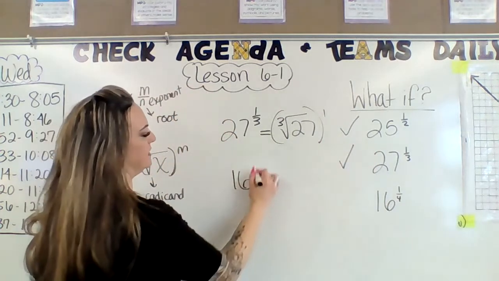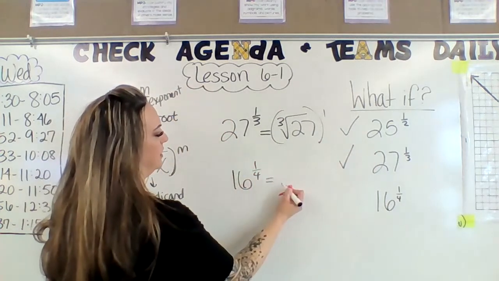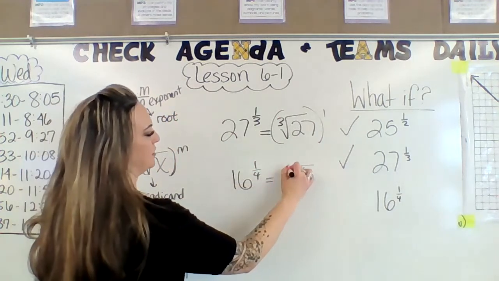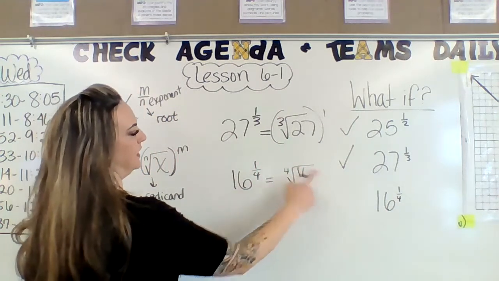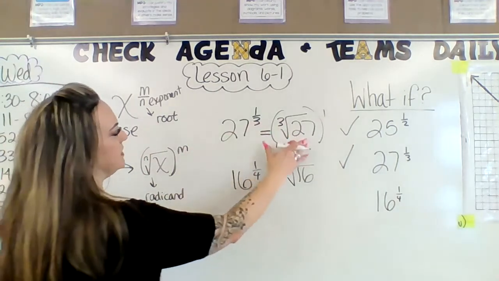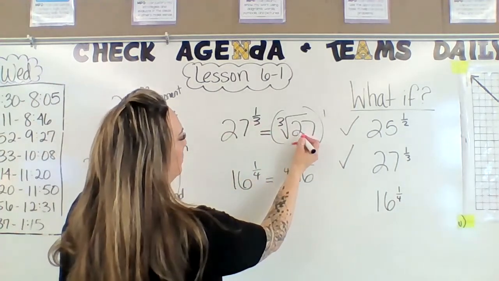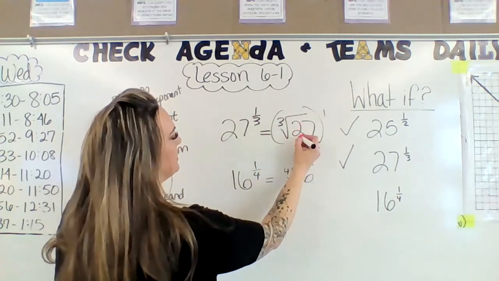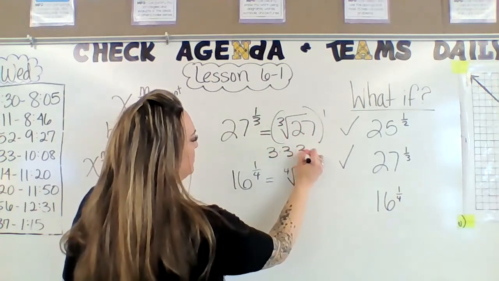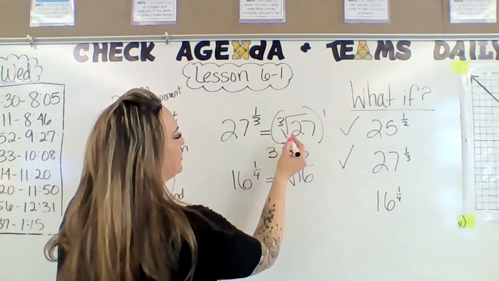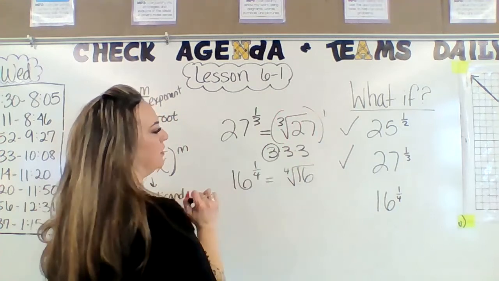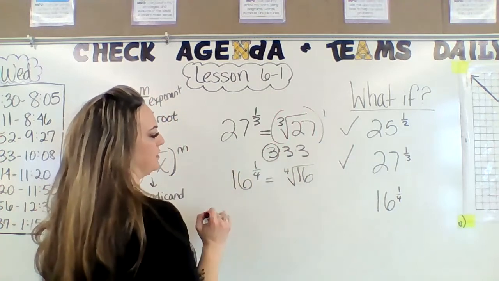Okay, let's look at 16 to the power of 1/4. Radicand 16, 4 is the root that we're finding. And then we don't need to put the parentheses in the 1, but we could. Now think about what this means. We're thinking, what number was multiplied 3 times to get 27? Well, 3 times 3 is 9, times 3 again is 27. So if we were to evaluate this expression, the answer would be 3. The cubed root of 27 is 3.